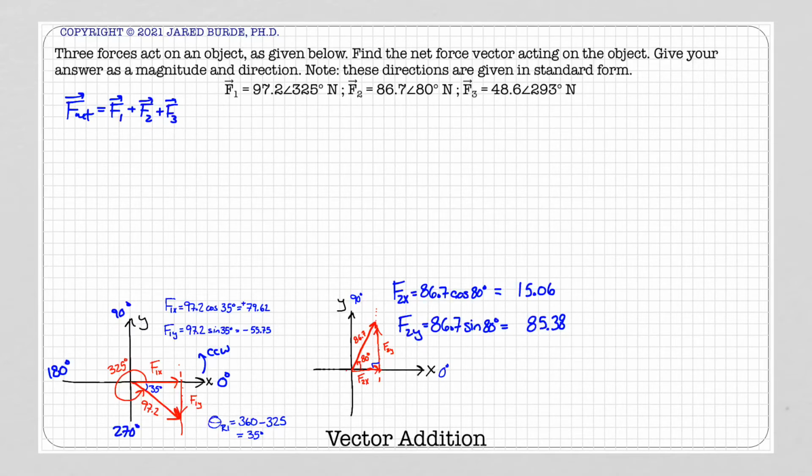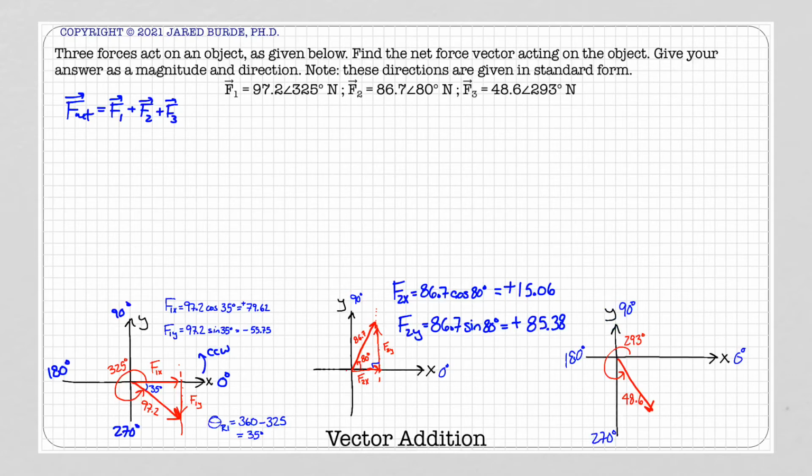Again, I have my components here, and these are going to default to be positive values. I'm going to look here, I'm going to see my x component is to the right, so that is a positive value there. I'm going to look at my y component is up, so that is a positive value there as well. And I'll repeat this step one more time to find f3.